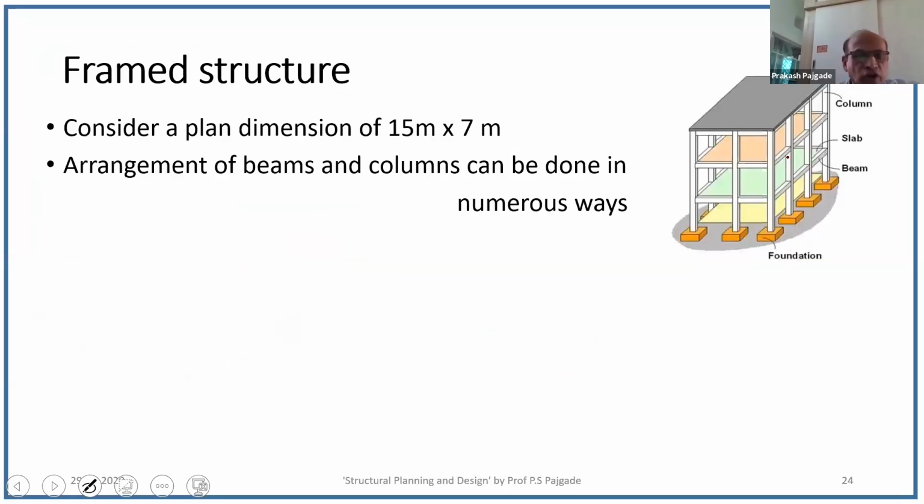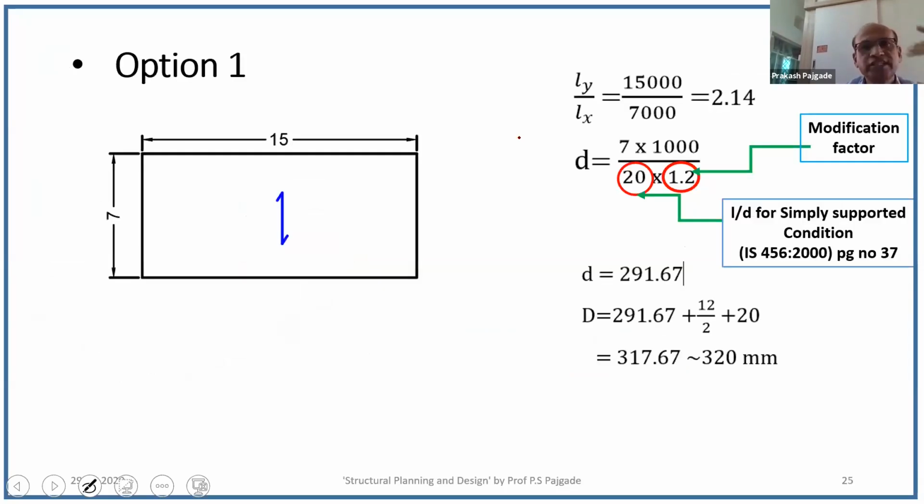Now, after considering load-bearing building, we'll consider frame structure. Now, first we will consider a simple plan, say dimension 15 meter by 7 meter, a very small hall. Now we'll see the arrangement of beam and column. Now there are a number of solutions possible for arrangement of beams and columns. Now let's see various options. Say this is a 7 meter by 15 meter hall.